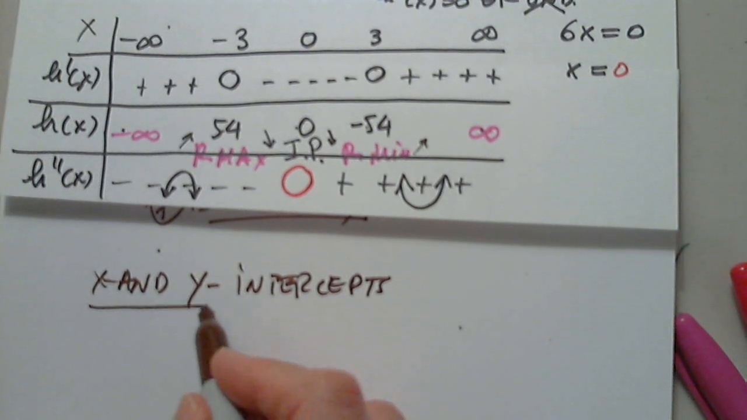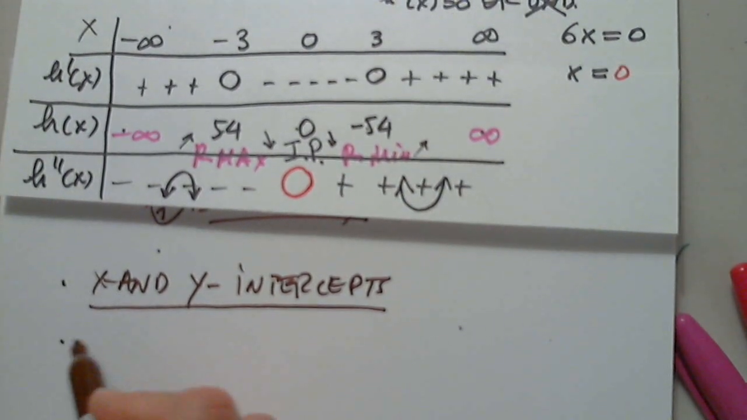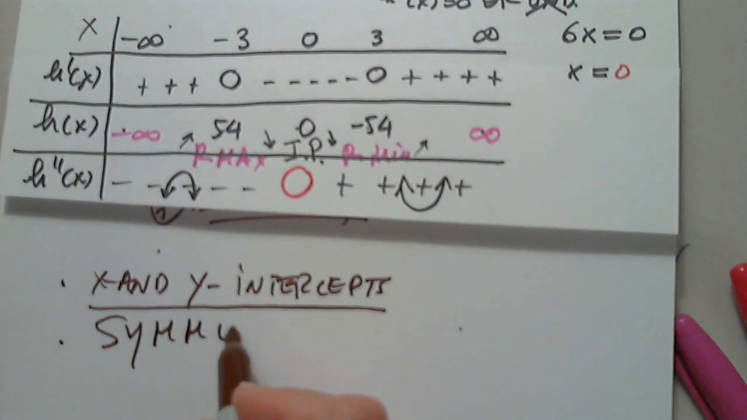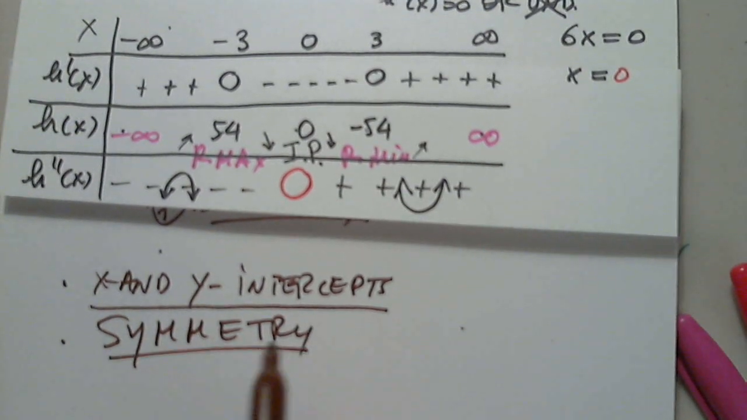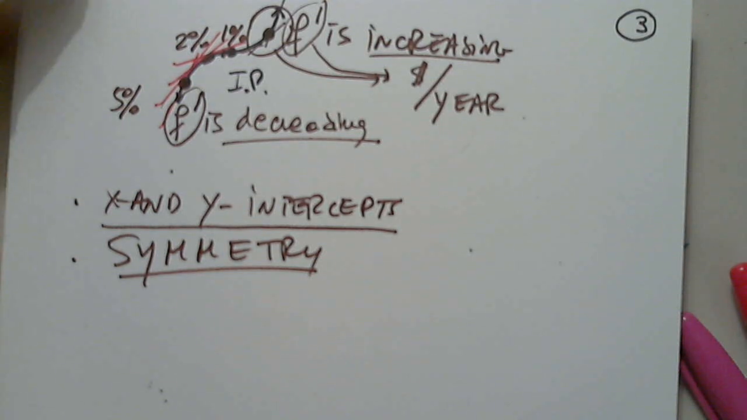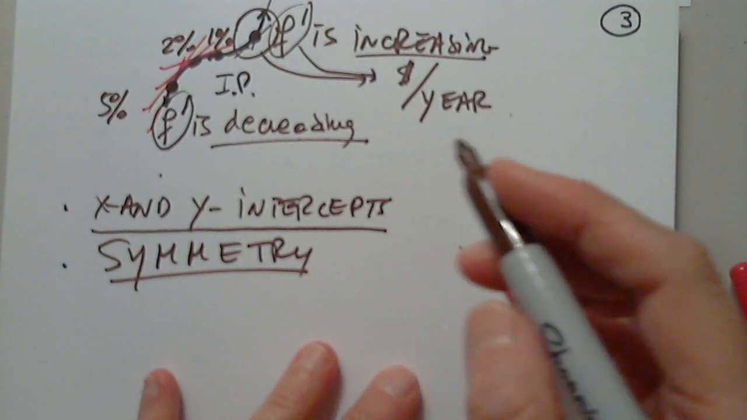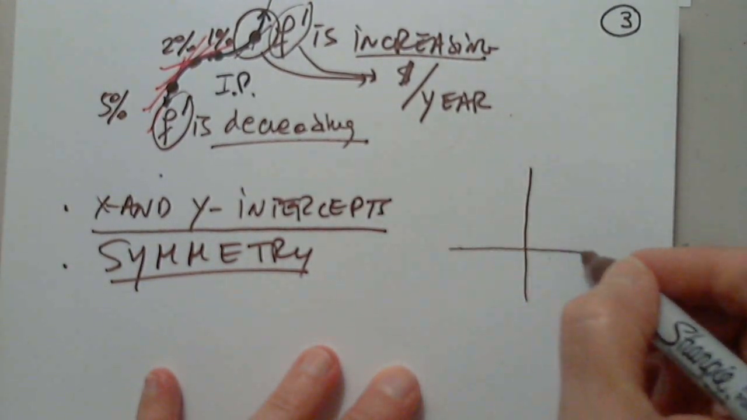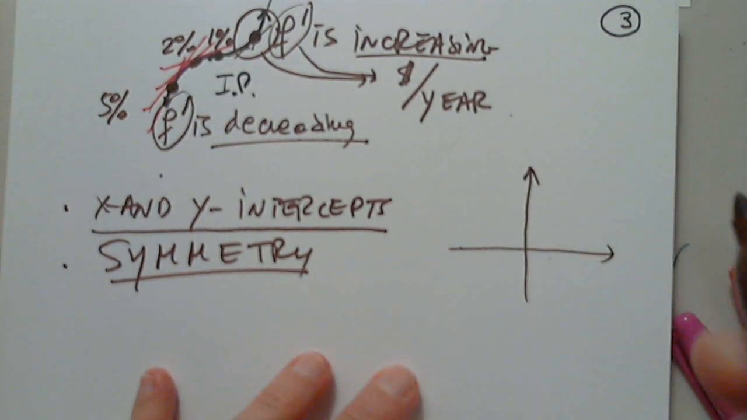We always need the x and y intercepts, and we also need symmetry. You can say, why do I need symmetry? Well, if we know the function is symmetric, I'm going to talk about symmetry in a minute.